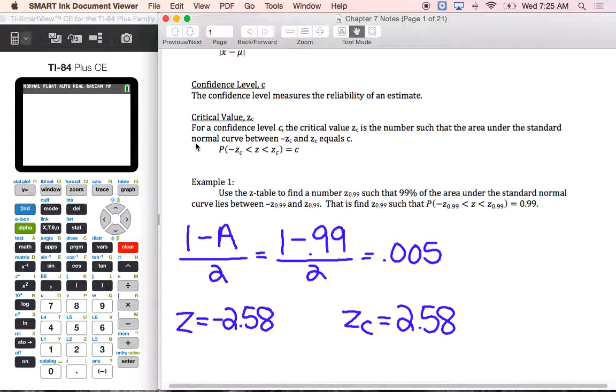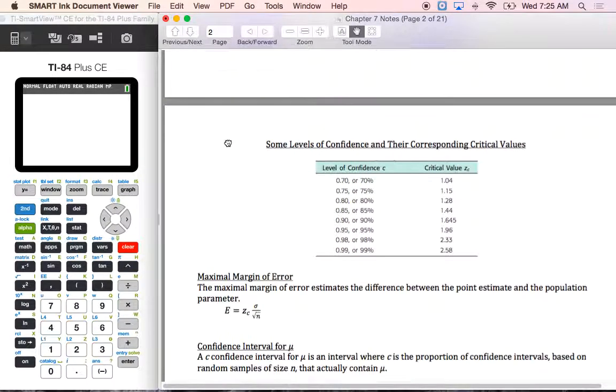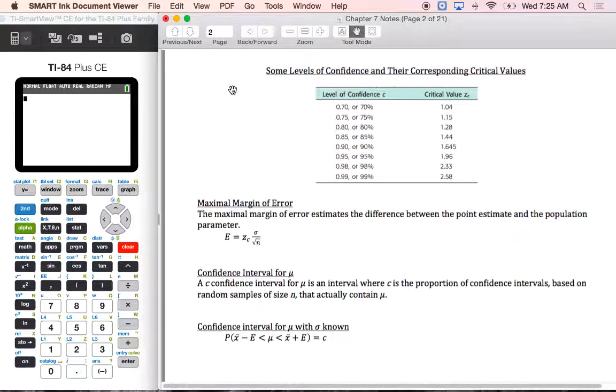Now, we would have to do this every single time whenever they tell us what the confidence interval or the confidence level is. However, if you look in that Z table in the bottom left-hand corner, you're going to see this nice little chart. So that's our level of confidence with our confidence value ZC.